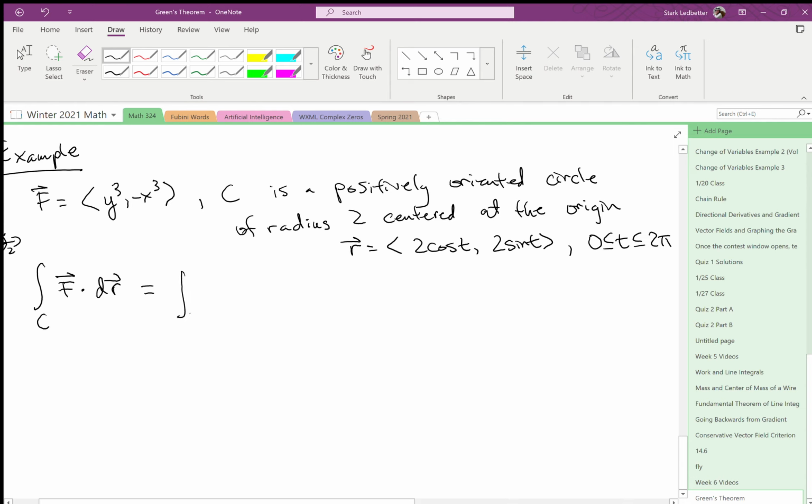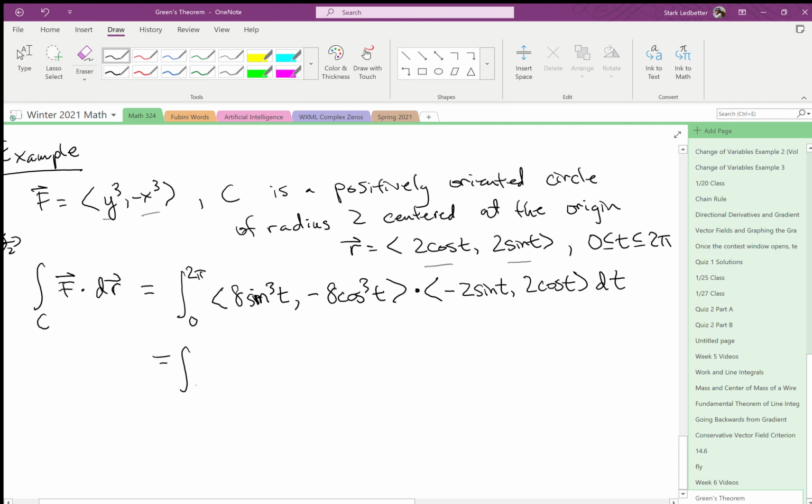Okay, so let's do this, or try to. We're going from 0 to 2 pi. Now we've got to plug r into F. So this is actually going to be 8 sine cubed of t, comma, negative 8 cosine cubed of t, dotted with dr, which was r prime of t dt. So we need to take a derivative. So this is minus 2 sine t, comma, positive 2 cosine t dt.